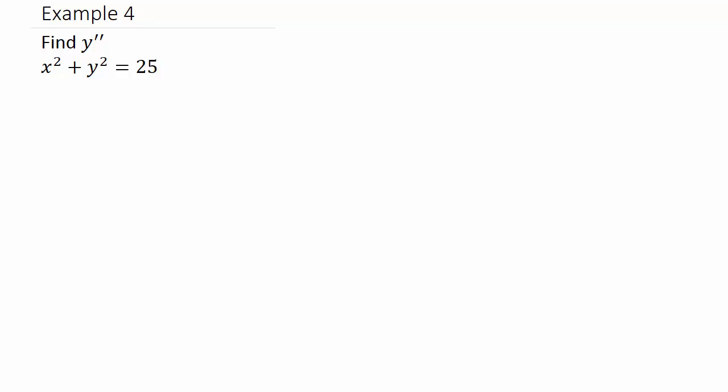Alright, so in this video we're going to do implicit differentiation, but you can see here that we are finding the second derivative. It says find y double prime. In some textbooks, you might see it written like this, and that means the same thing, because y prime and dy dx mean the same thing.